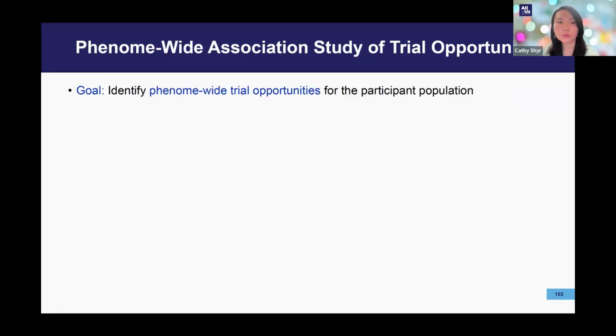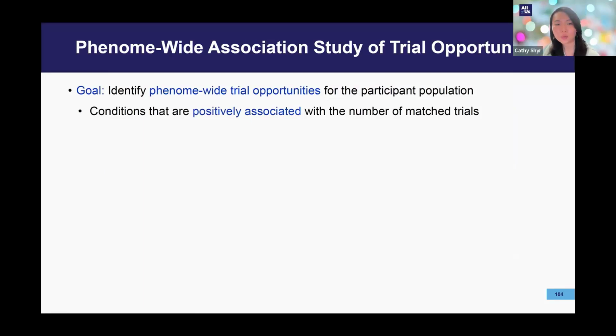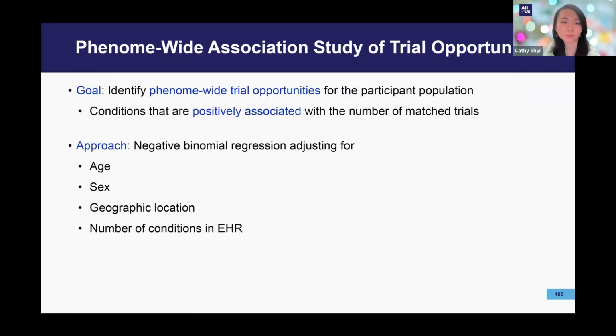So we also wanted to do a phenome-wide scan of different trial opportunities for participants. And what we did is that we specifically looked at conditions that were positively associated with a number of matched trials in the All of Us research cohort. For the approach, we used negative binomial regression, adjusting for age, sex, geographic location, as well as the number of conditions in the participants' electronic health records. And because we're doing a phenome-wide association looking across thousands of different Phi codes, we conducted multiple testing adjustment using Bonferroni correction.